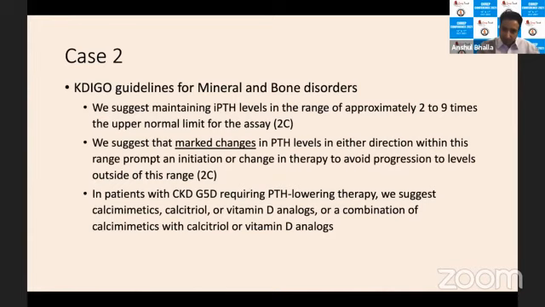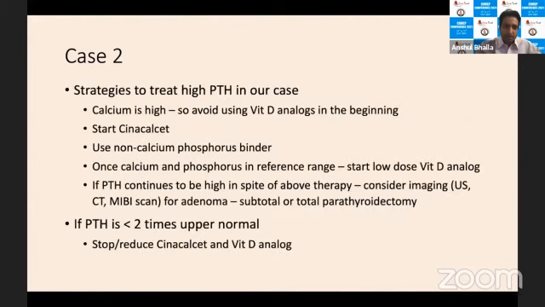And then if we require a PTH lowering therapy, calcimimetics like cinacalcet, calcitriol, or other vitamin D analogs, and a combination of these can be used. So in this case, again, calcium is high, so we'll avoid using vitamin D analogs right in the beginning. But we can start with cinacalcet, we can start with non-calcium phosphorus binders. And then once the calcium and phosphorus are in reference range, we can start a low dose vitamin D analog and try to tackle PTH with a combination of cinacalcet and vitamin D.